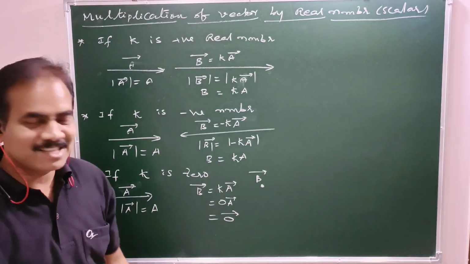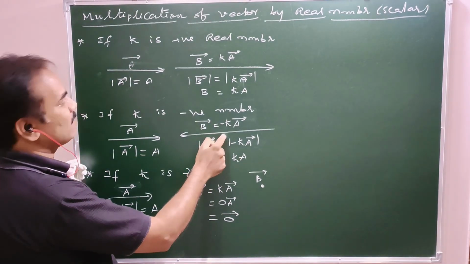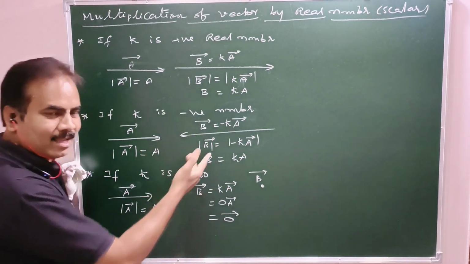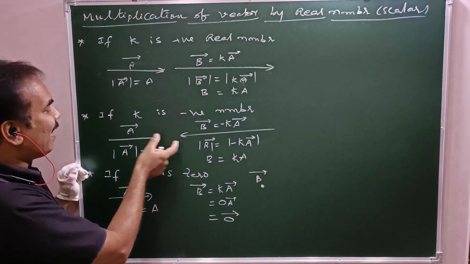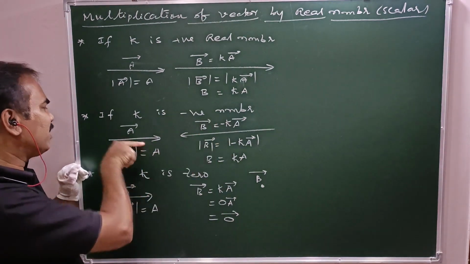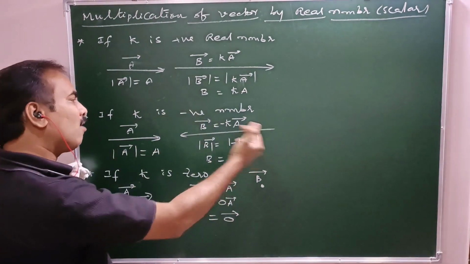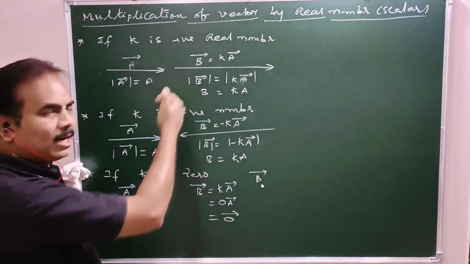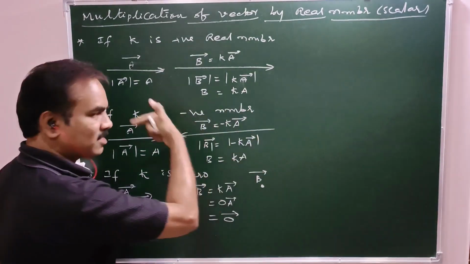As far as direction is concerned, it is reversed. Why? Because k is a negative number here. That is the reason why the direction is reversed. Initially this is the direction for a bar. Now after multiplication by a negative number, the direction is reversed.